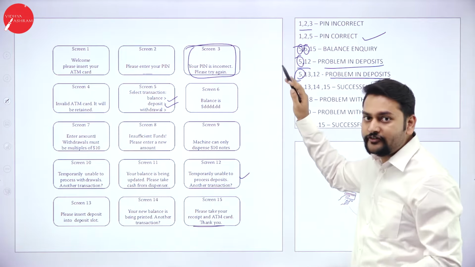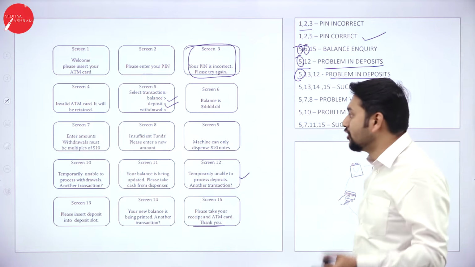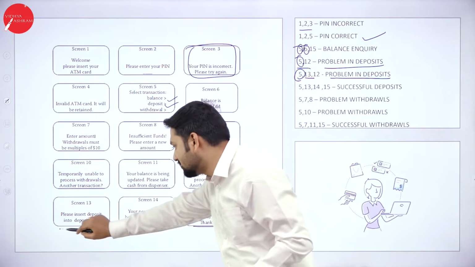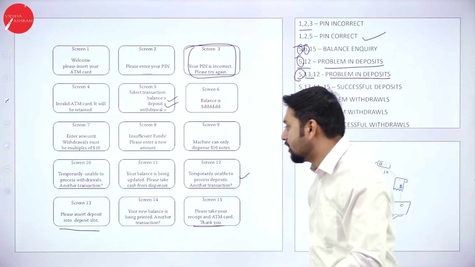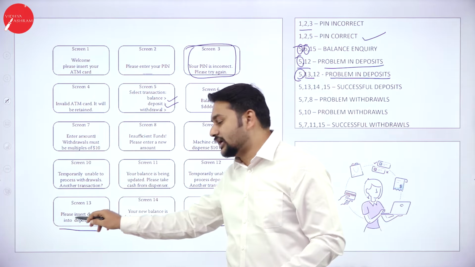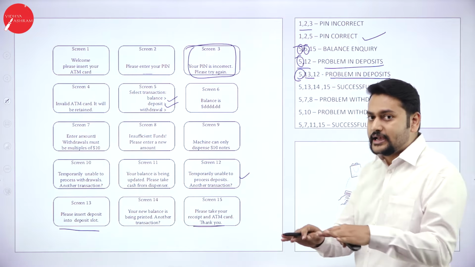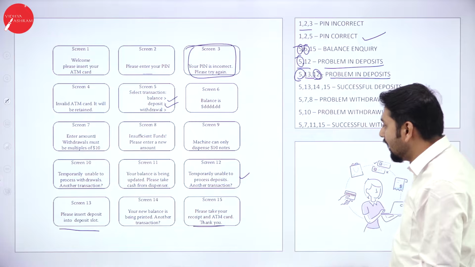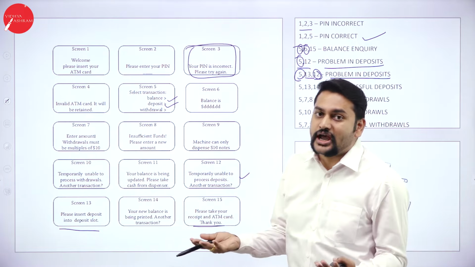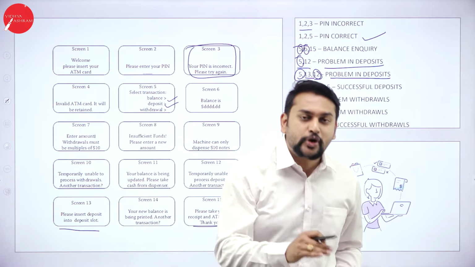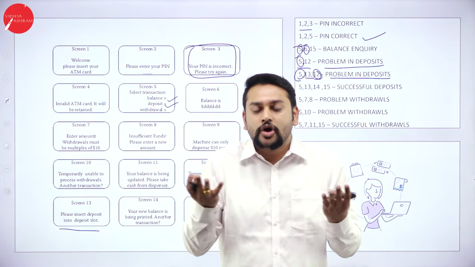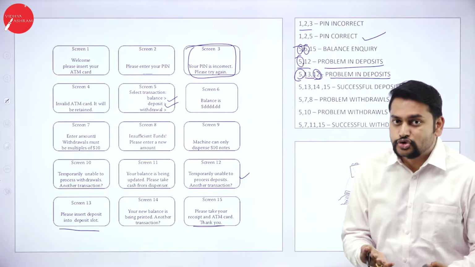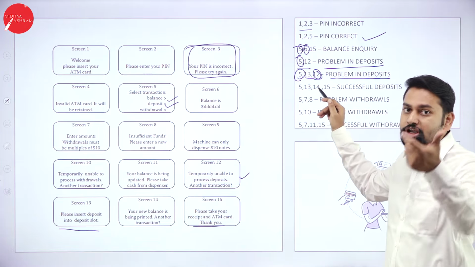I'm in screen number 5. I've taken the option that is deposit. So it will redirect me to screen number 13. So what is this screen number 13? Let's check that. Please insert deposit into the deposit slot. Fine, I did that. Then after that, I have 12. It might redirect again to 12. There might be a chance that even after depositing the money, it might not be able to process my deposit, so again I might get the error. So this is one more test case that you need to check.